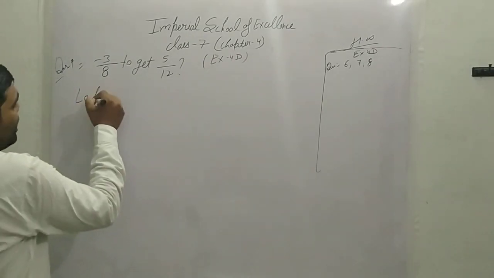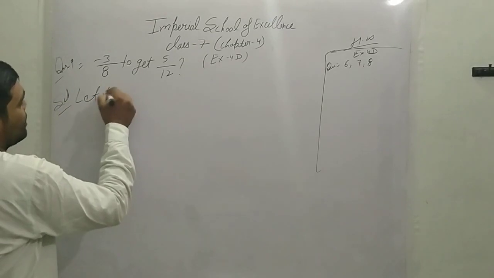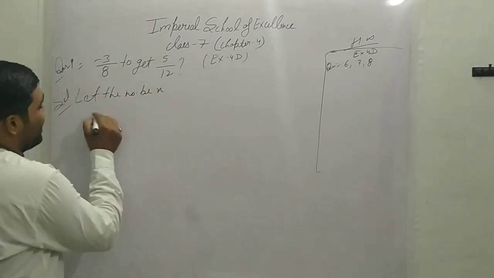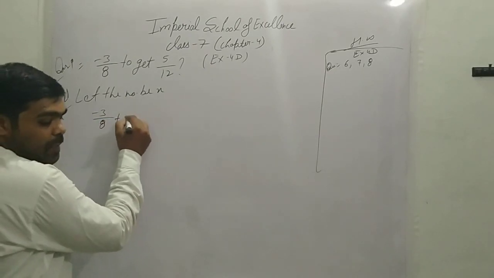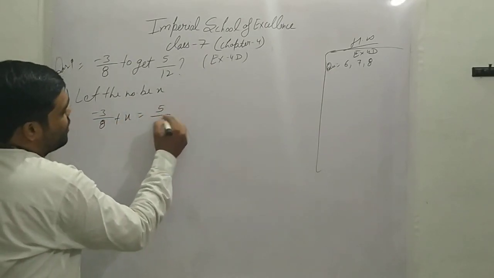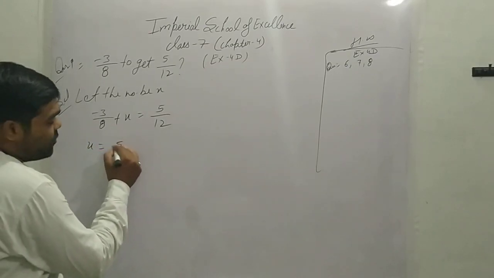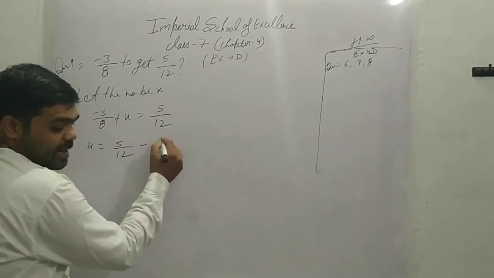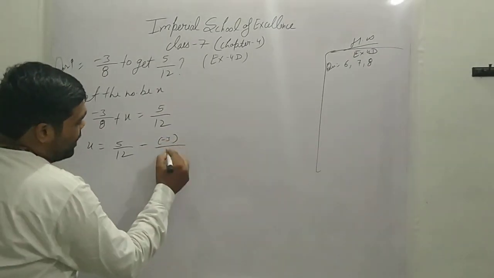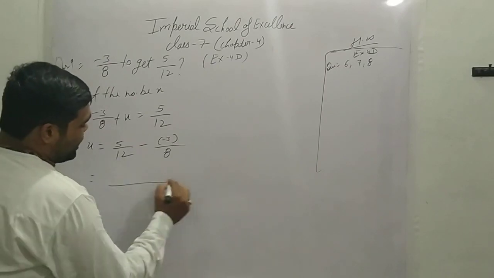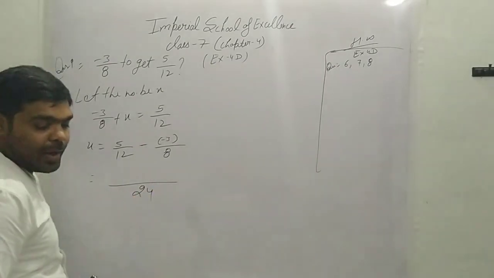Now solution will be: let the number be x. हमने एक नंबर को x मान लिया है. Minus 3 upon 8 plus x equals 5 upon 12. Same process you have to do. x equals 5 upon 12 minus 3 upon 8. अब क्या करना है? एलसीएम लेना है 12 and 8 का. 12 और 8 का एलसीएम आएगा आपका 24.